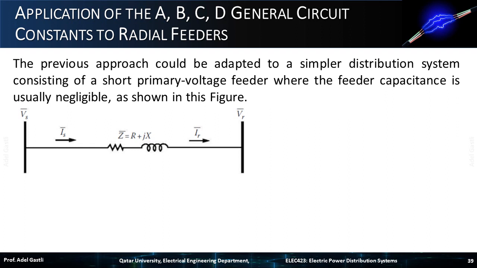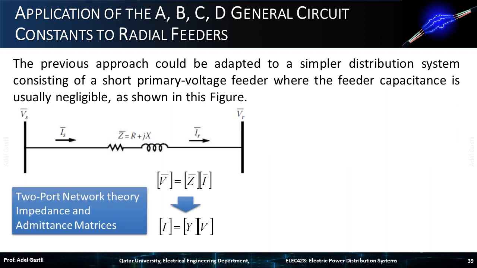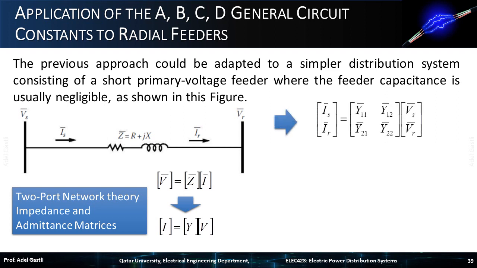Here, we have two buses connected through one feeder with an impedance Z. The sending end voltage and current are denoted Vs and Is respectively. And the receiving end voltage and current are denoted VR and IR, respectively. For this case, using the two-port network theory of impedance and admittance matrices, we can relate the currents to the voltages and vice versa, using the impedance or admittance matrices. If we consider the admittance matrix, we can write the current and voltage relationship, as follows.